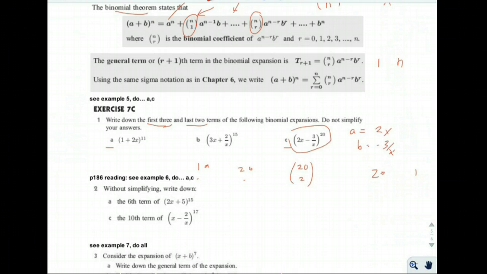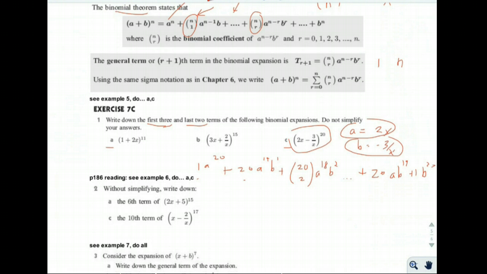This would be a to the 20th. This would be a to the 19th times b to the 1st. This would be a to the 18th times b to the 2nd. This would be a to the 1st times b to the 19th. And then this would be b to the 20th. And then you just substitute in a equals 2x and b equals negative 3 over x, and that'll give you the terms.